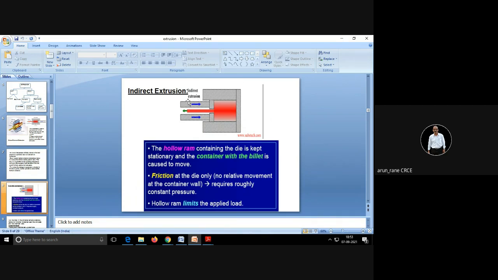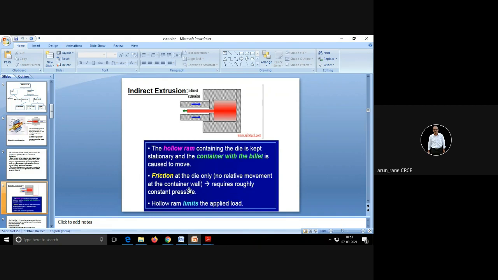Now this is your indirect extrusion. In indirect extrusion, the ram is hollow, and through it the material will be pulled. So this figure itself is self-explanatory of how indirect extrusion takes place. The hollow ram containing the die is kept stationary, and the container with the billet is caused to move.